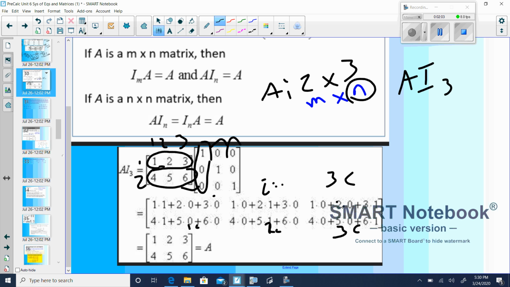Same thing for the second row: 4 plus 0 is 4, 5 plus 0 is 5, 6 plus 0 is 6. So we end up back where we started. So A times I sub n is equal to A.